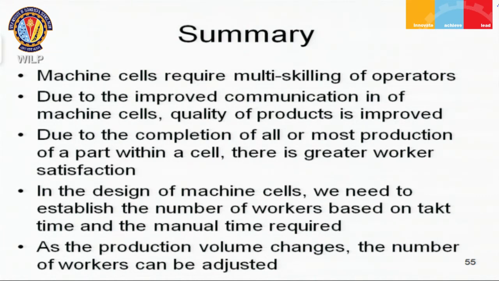And in the design of machine cells, the kind of consideration that we need to have is the takt time and the total work content, that is the manual work content that is required of an individual worker. And as production volumes change, the way in which we make the adjustment in a machine cell is by adjusting the number of workers. The machine cell itself remains the same, and typically in a machine cell, as we had mentioned, the machining or the manufacturing capacity is higher than what is typically required.